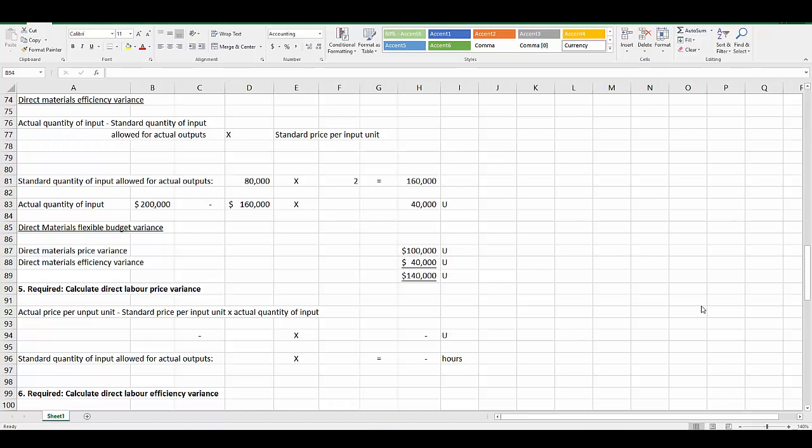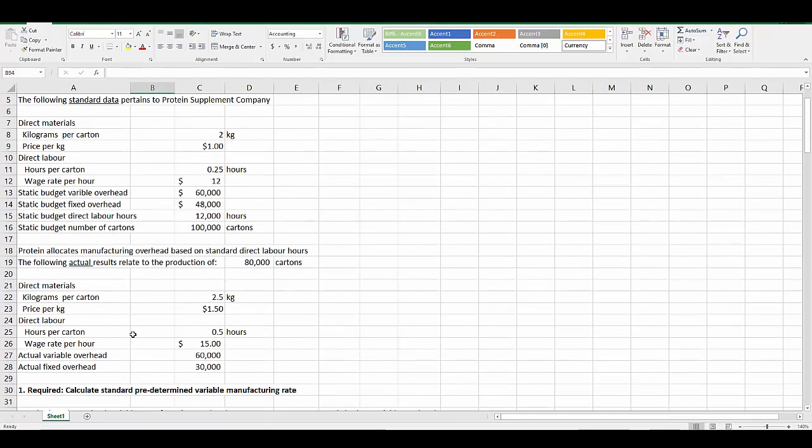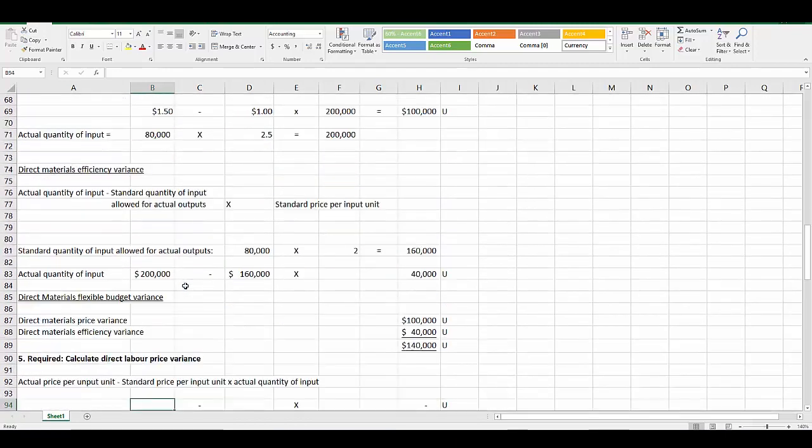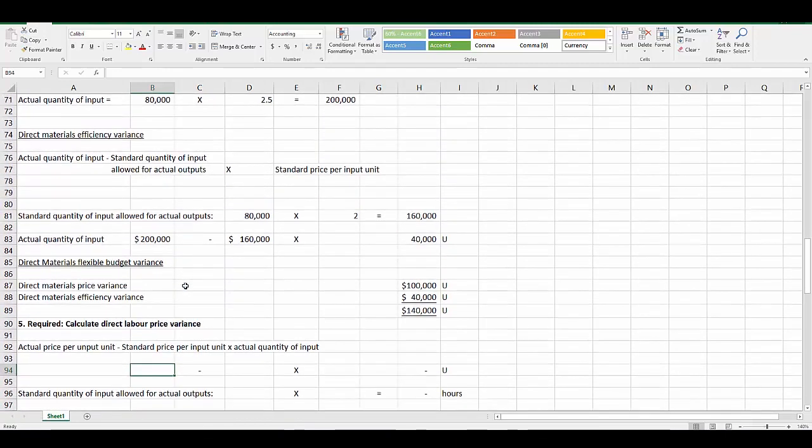So with section 5, what we are looking at here is to calculate the impact of the difference in the actual cost of labor per hour versus the standard or budgeted expected cost. So we know that the labor cost, and we're given this up here in the information, the actual wage rate was $15, whereas we'd been planning on only $12. So that's the impact we're looking at here. So we go down, you look at your formula, your actual price per unit minus your standard, times the actual quantity of input.